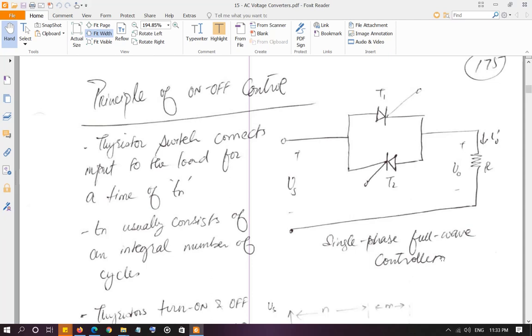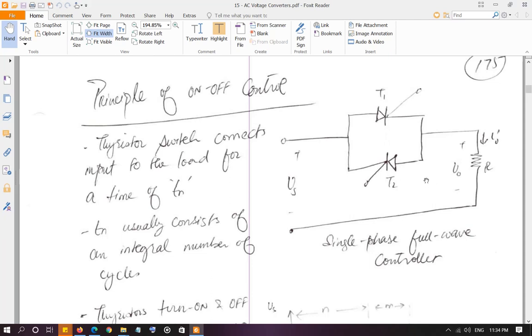Look at the circuit, it's extremely simple. You have two thyristors, one connected forward biased and one connected reverse biased, and both are connected in parallel to each other. In the positive cycle, you can trigger T1 and it will turn on, and in the negative cycle, when you trigger T2, it will turn on. The output voltage is going to be equal to the input voltage when the thyristors conduct, T1 in the positive cycle and T2 in the negative cycle.